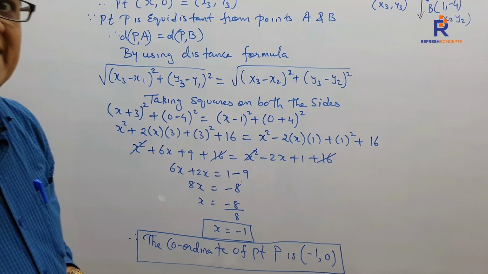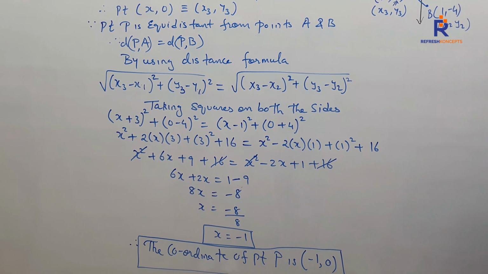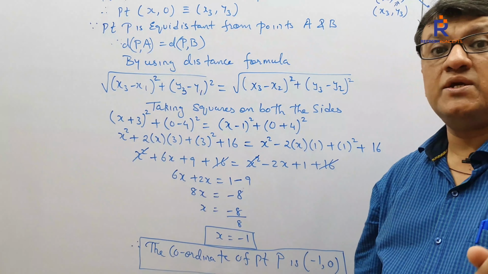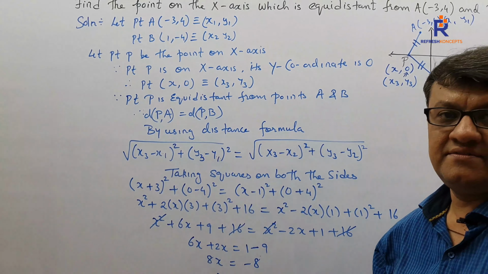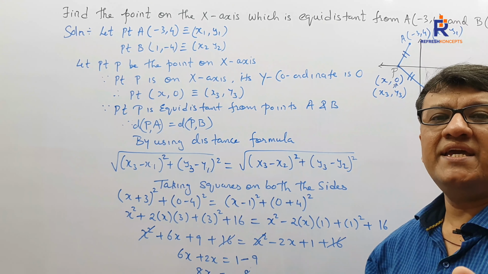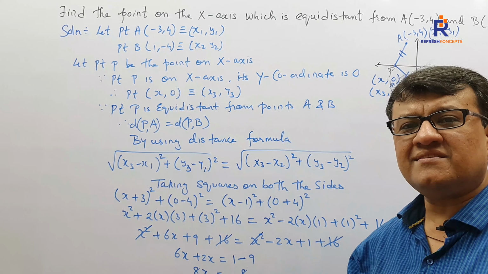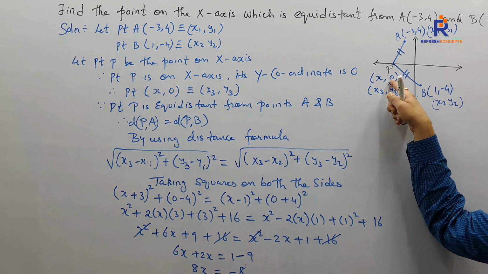Now, what could be the variety in the sum, children? The same sum can be asked, or questioned, in this way. What did I say? Find the point on the x-axis. There might be one more question stating that find the point on the y-axis. On the y-axis, the x-coordinate will be 0. On the x-axis, the y-coordinate was 0.